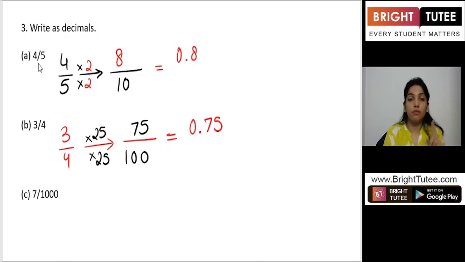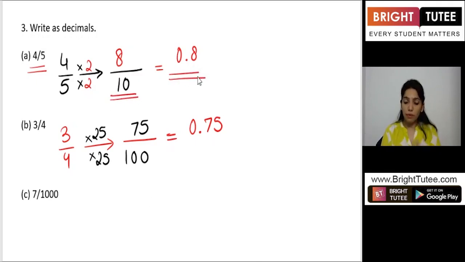Earlier when we worked with 4 over 5, clearly 5 has got 10 as its multiple. So we simply multiplied it by 2 so that we have this 10 here and we converted into decimal. But then we were working with 3 over 4. 4 has got 100 as its multiple but not 10. So we cannot convert 3 over 4 as something over 10. So what did we do? Instead of 10, we converted it into something with 100 as the denominator. So we multiplied the numerator and denominator by 25. Okay. So this is the answer.